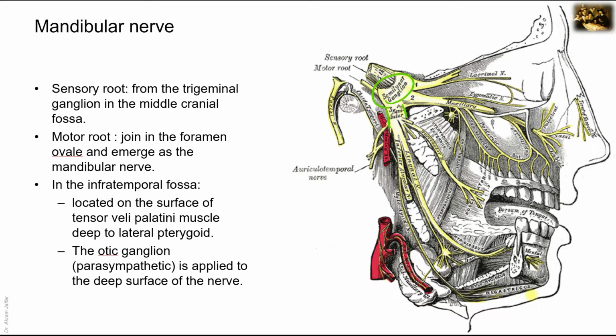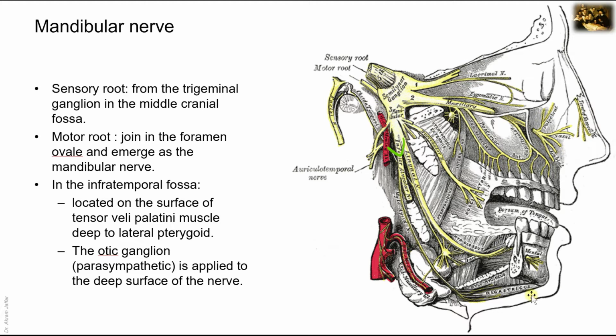And then it has also a motor root, because this is the only division of the trigeminal nerve that carries motor fibers. The other two divisions, V1, the ophthalmic division, and V2, the maxillary division, are purely sensory. The mandibular nerve has a sensory root, which is the bigger root, and a motor root that unite together as they pass through the foramen ovale. The foramen ovale is the foramen that communicates between the middle cranial fossa, where the trigeminal ganglion is located, and the infratemporal fossa, where the nerve passes.